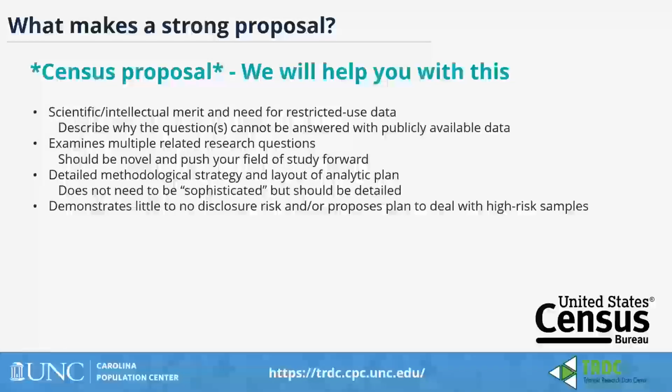And this part is the back and forth, like demonstrating no disclosure risk and/or proposes a plan to deal with high-risk samples. So depending on the specifics of what you're going to do, could there be a disclosure risk? Is it possible that somebody could look at your results and identify a person or a firm in the data? And so that's where they'd be really clear about, okay, you might need to modify the research plan if that's the case.